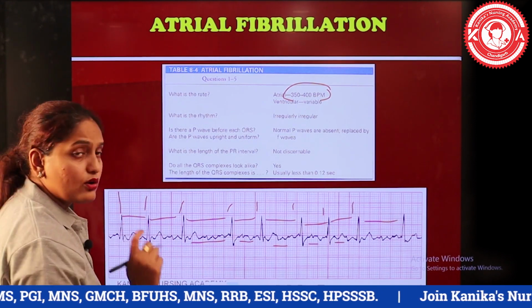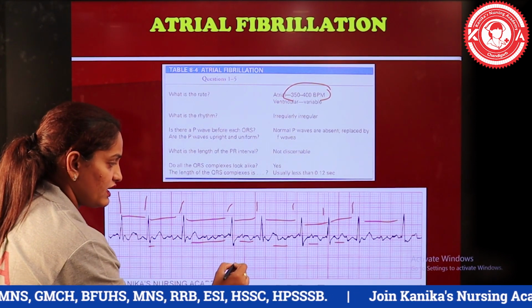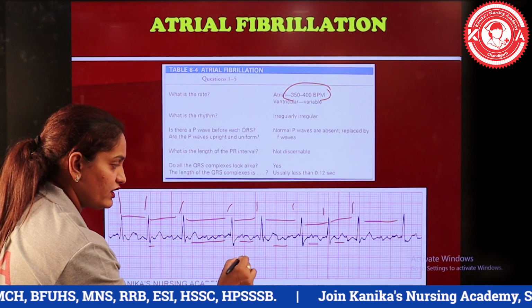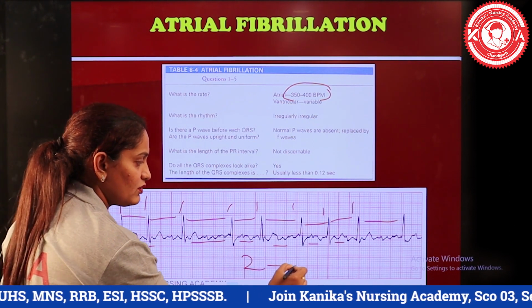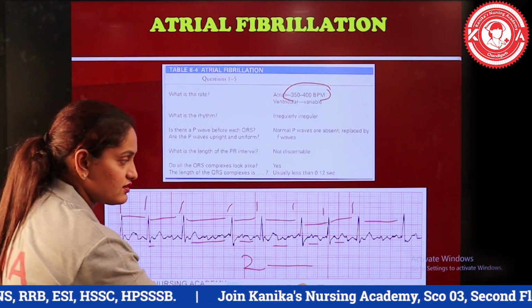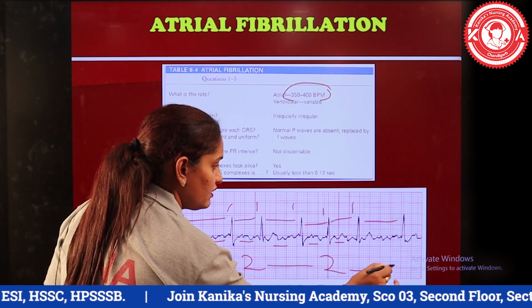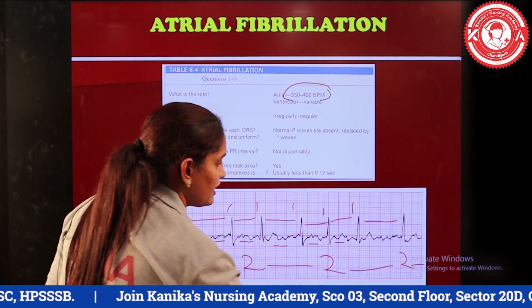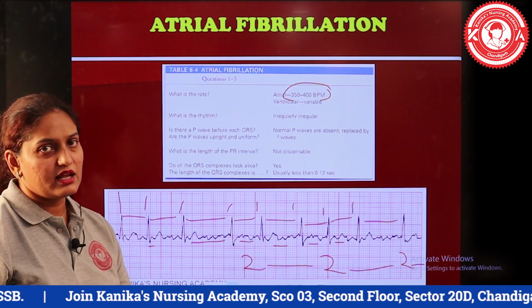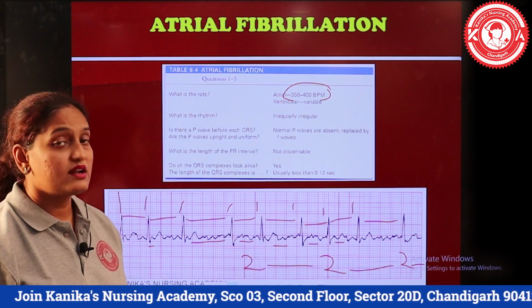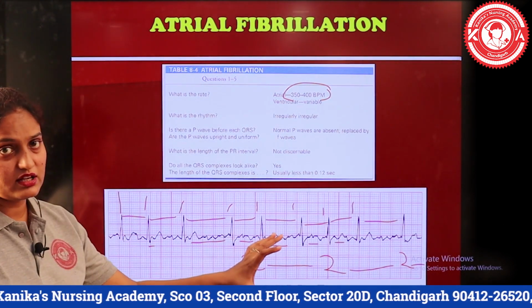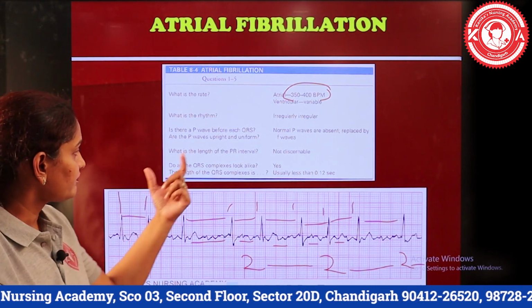What will happen in a regularly irregular rhythm? There will be a regular pattern, like after every two waveforms there will be a distance, more distance or less distance, again two will be regular, then irregular, two will be regular, irregular. So this is the pattern of regularly irregular rhythm. Here the rhythm is irregularly irregular.